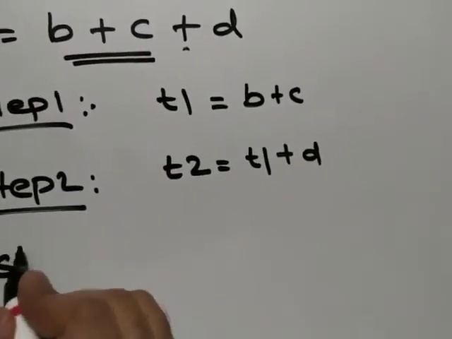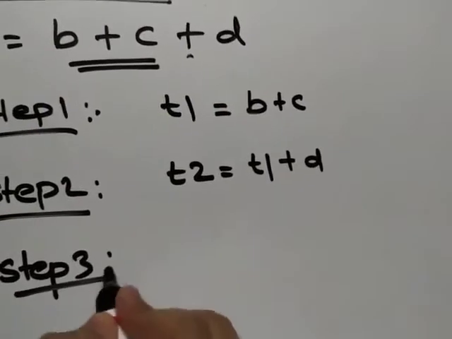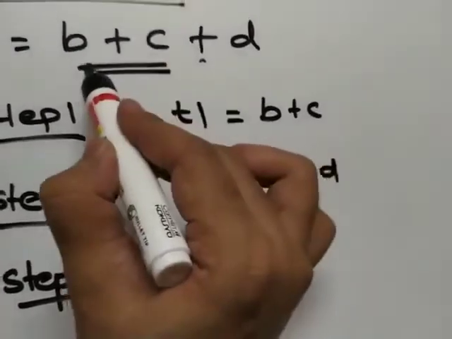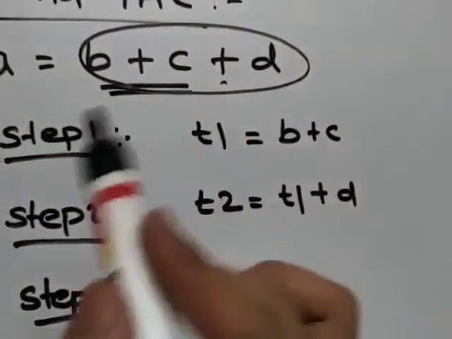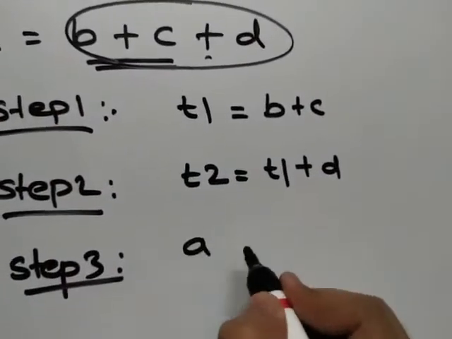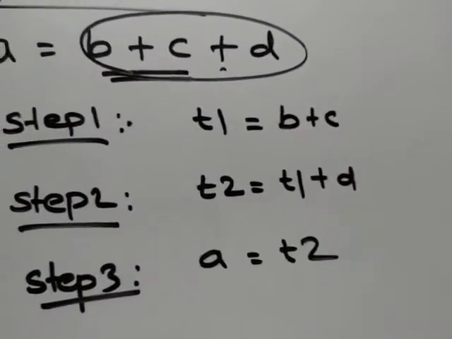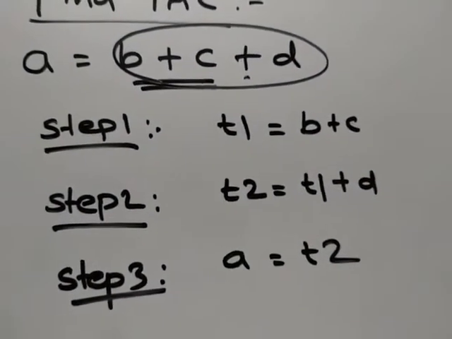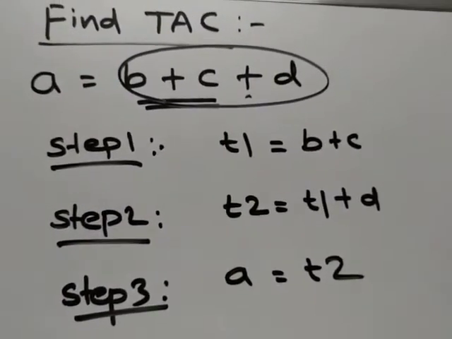Now step 3 will be, t2 is computed. Now t2 is representing the entire expression. So we will be assigning t2 to a. So this is how we have obtained the three address code for this particular expression.